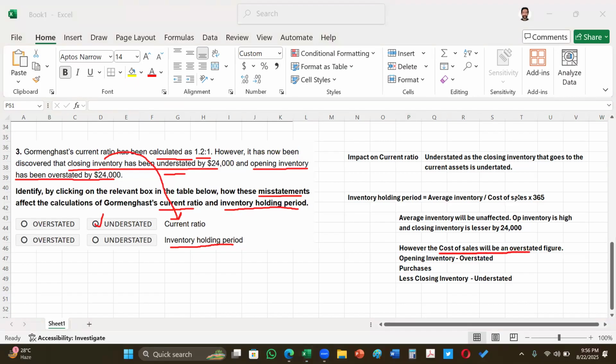Now, what is cost of sales? Cost of sales is the denominator here. When the cost of sales is going to be higher, what is going to happen here? The inventory holding period is also going to be understated. Students, do you agree?